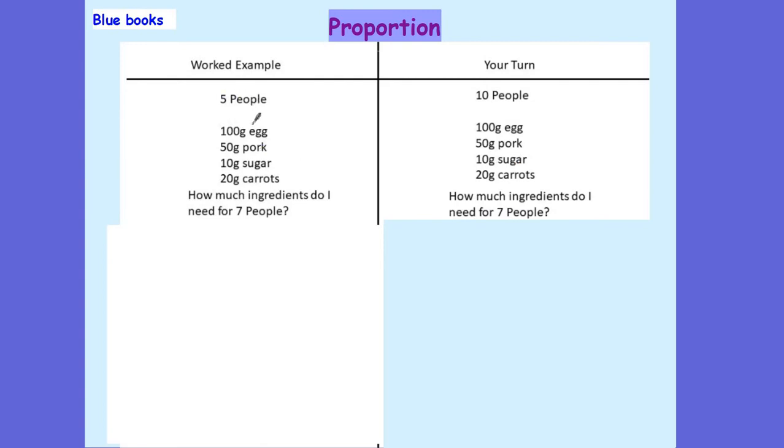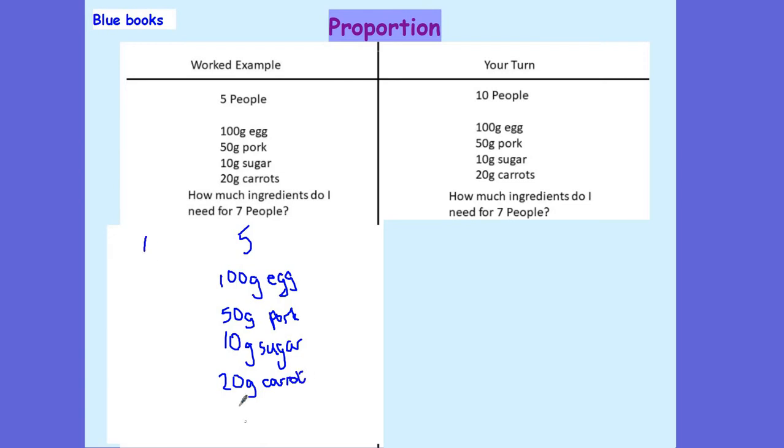However, most recipes have got more than 1 ingredient. Here, I know that for 5 people I need 100 grams of egg, 50 grams of pork, 10 grams of sugar and 20 grams of carrots. I've been asked to find out how much of each ingredient I need for 7 people. So in the same way, for each ingredient, I'm going to work out how much I need for 1 person. To do this, I need to divide all my ingredients by 5, which tells me I need 20 grams of egg for 1 person, 10 grams of pork, 2 grams of sugar, and 4 grams of carrots.